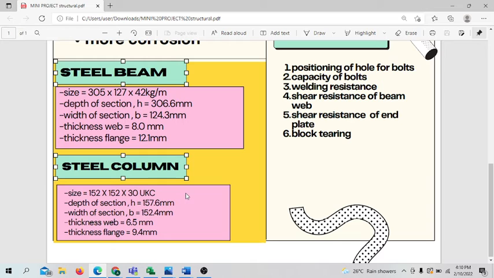The size of the steel column that we use is 152 times 152 times 30 UKC. For the depth of section, H equal to 157.6 mm. The width of section B equal to 152.5 mm. Thickness of web equal to 6.5 mm. Thickness of flange equal to 9.4 mm. All the data that we get is from the table UKC from the steel appendix.